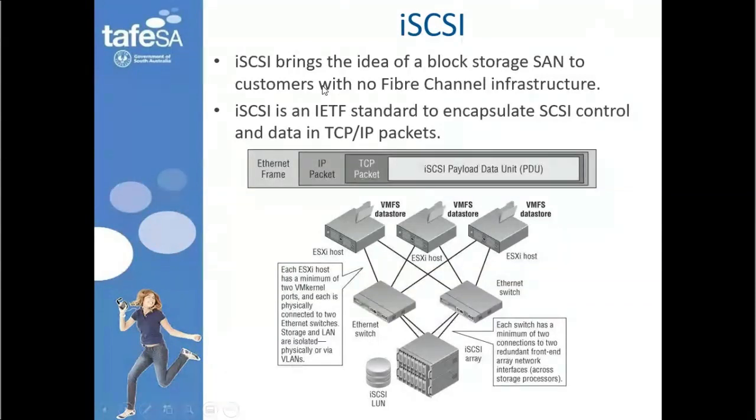iSCSI brings the idea of block storage. So block storage is where we control how we read and write to it. Like we said, the ones and zeros. It is for customers with no fiber channel infrastructure. So obviously, ideally, fiber channel is what we want. But if we don't have the money or the expertise, we might go with iSCSI because everyone has TCP/IP, don't they, in their network?